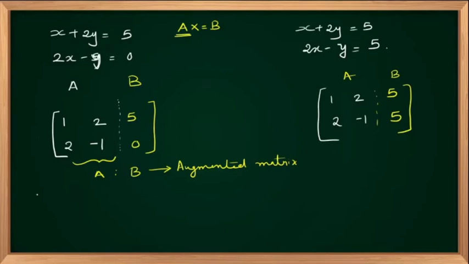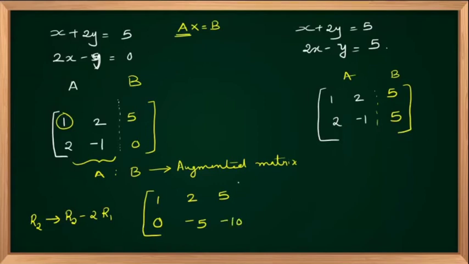I can do the elementary row transformation, because the first element is 1. So I'll take R2 changes to R2 minus 2 times R1, correct? That is the method. So the first row remains the same, 1, 2, 5. Second row: 2 minus 2 will be 0, minus 1 minus 4 will be minus 5, and 0 minus 2 times 5 is minus 10. Now you can see there is no further reduction possible. So this is already in the echelon form.